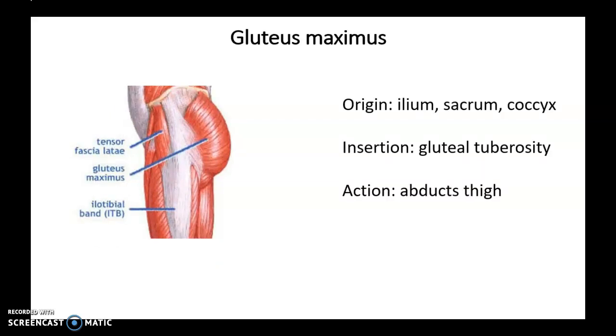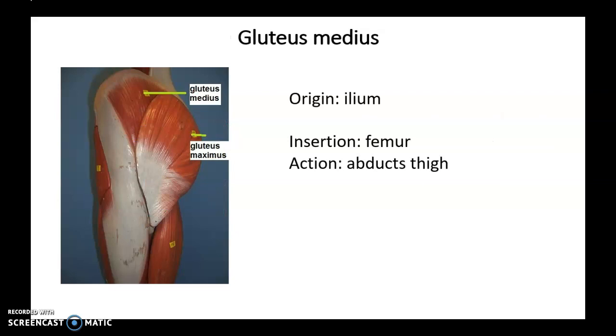Next, we have our big butt muscle called gluteus maximus. It originates from the ilium, sacrum, and coccyx and inserts into the gluteal tuberosity of the femur. This helps to abduct the thigh, meaning it pulls the thigh away from the midline of the body. Deep to that, we have gluteus medius, which originates from the ilium and inserts into the femur. It also abducts the thigh.